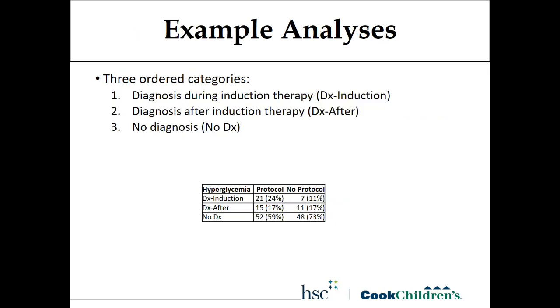So, some example analyses here. Instead of doing it like diagnosis versus no diagnosis, we're going to try to account for time by saying diagnosed during induction therapy, which is the first phase of therapy for these cancer patients with these defined conditions that we're studying here. So you have diagnosed during induction therapy. That's our first category. That's the best case scenario, because you're diagnosed early. The second best case scenario is that you're diagnosed after induction therapy. The third is you're not diagnosed at all.